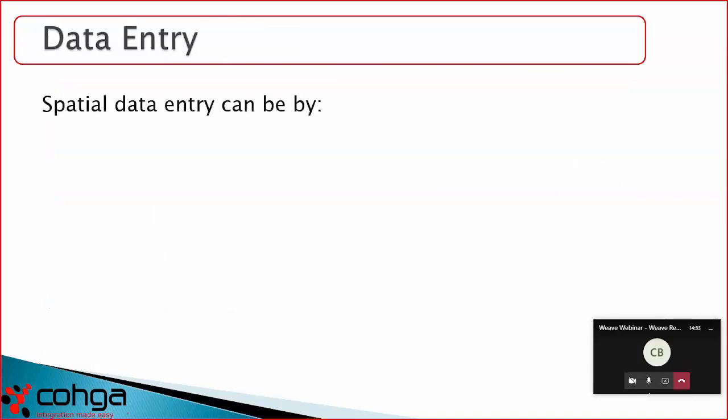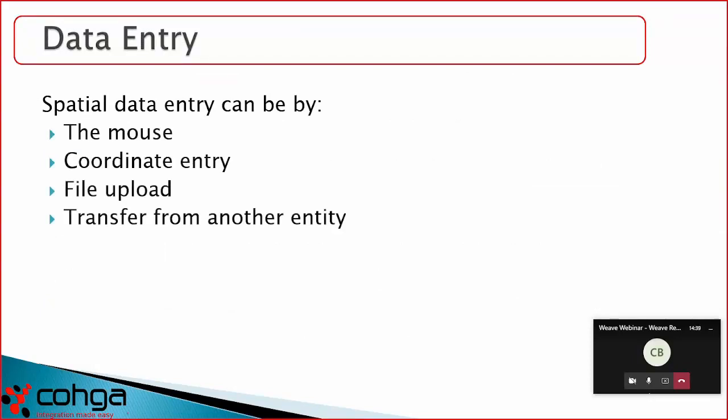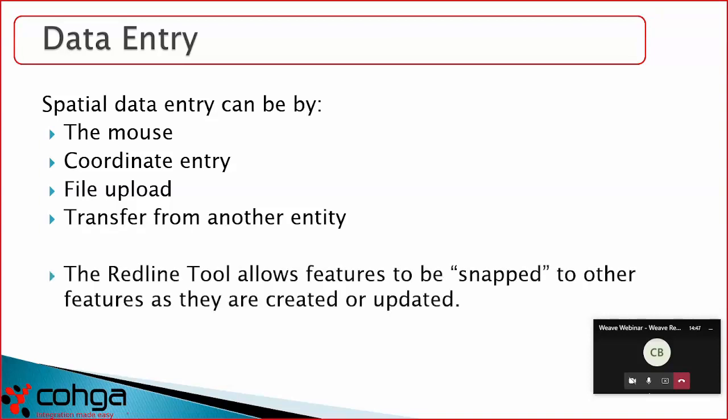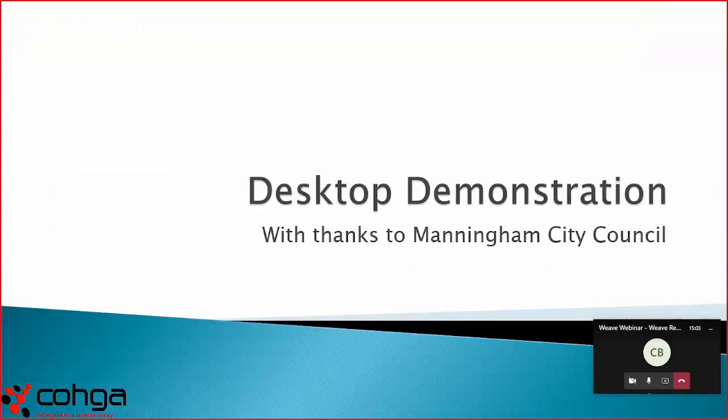Okay, so data entry, just to give you an idea, spatial data entry can be by the mouse, coordinate entry, file upload, transfer from another entity. All very powerful tools, and as the data is entered, the features can be snapped to other features as they are created and updated to ensure you have an accurate representation of the feature you're adding. And I'll demonstrate all of these right now. In fact, many thanks to the Manningham City Council for the use of their data, both spatial and attribute data.